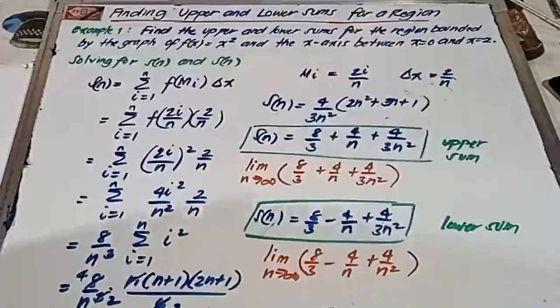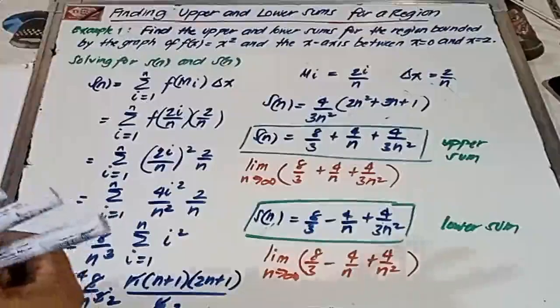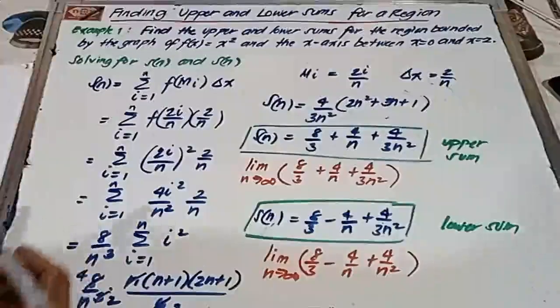So, ibig sabihin yan, yung ating number of rectangles dun sa ating area of the region bounded by the function f of x and between x equals 0 to x equals 2, yung ating n ay napakarami approaching to infinity. So, ano kaya magiging value? Kung natatandaan nyo, yung limits at infinity, limit of 1 over x to the n as x approaches infinity is equal to 0.